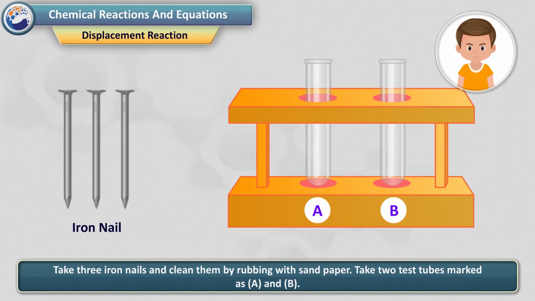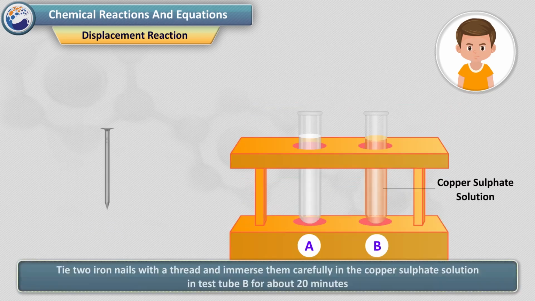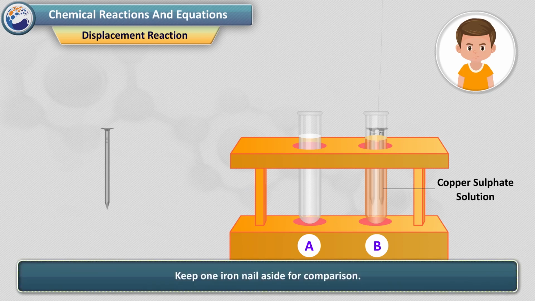Take 3 iron nails and clean them by rubbing with sandpaper. Take 2 test tubes marked as A and B. In each test tube, take about 10 ml copper sulfate solution. Tie 2 iron nails with a thread and immerse them carefully in the copper sulfate solution in test tube B for about 20 minutes. Keep 1 iron nail aside for comparison.